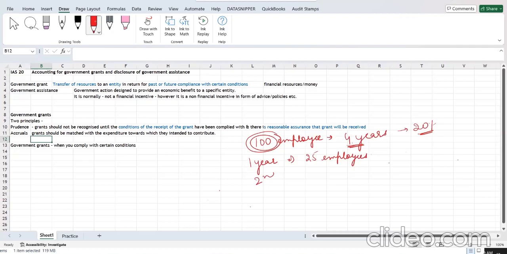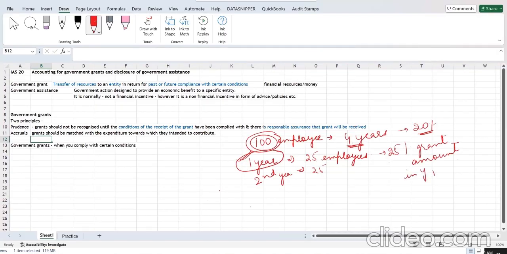In second year, again 25 employees, and so on, right? So if you have met the expenditure of 25 employees, if you have met the condition of giving jobs to 25 employees in 1 year, then you can recognize 25% of your grant amount in year one.